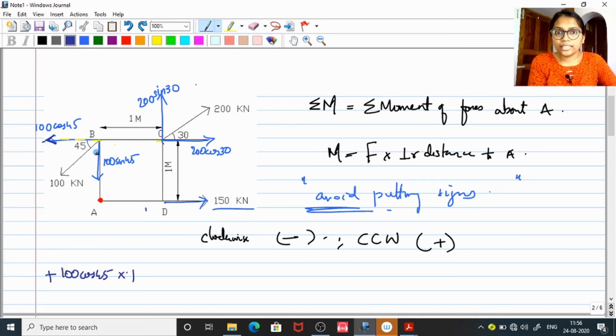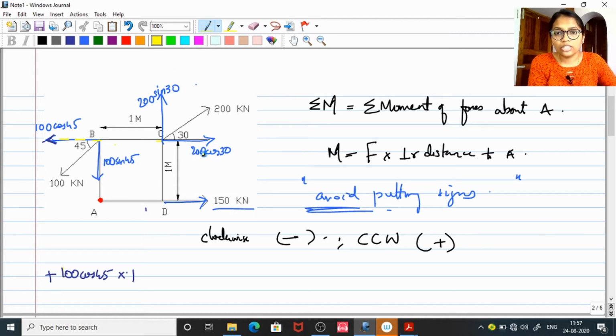Let us take the next part, which is 100 sin 45. So 100 sin 45 is passing through the point A. So there is no perpendicular distance between this force and A, because this line of force is passing through A. So how can we measure the distance between A and this yellow line? There is no moment contributed by any force which is passing through our point. So we will have no moment for this 100 sin 45.